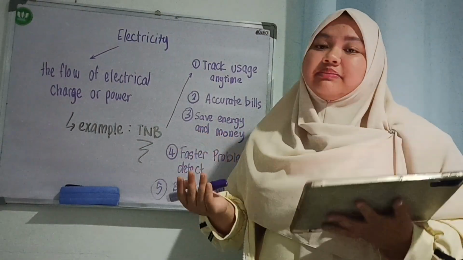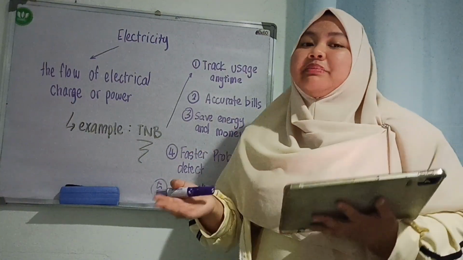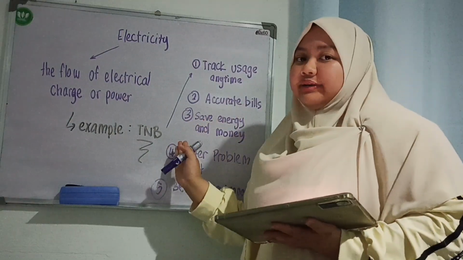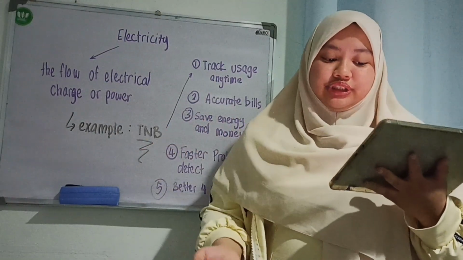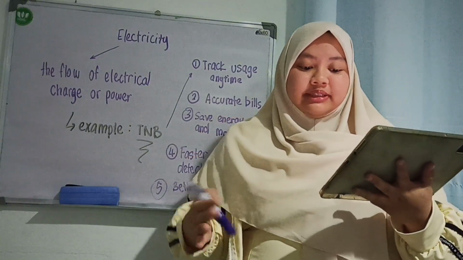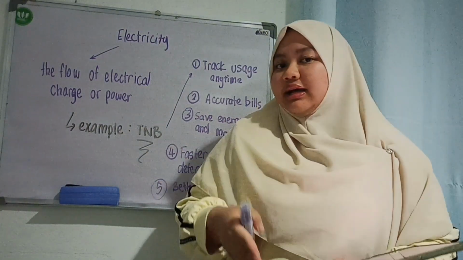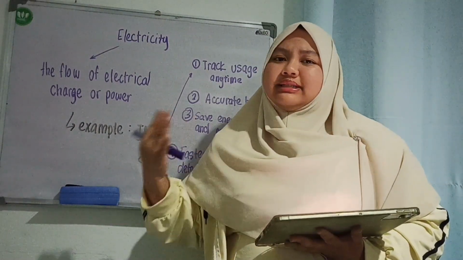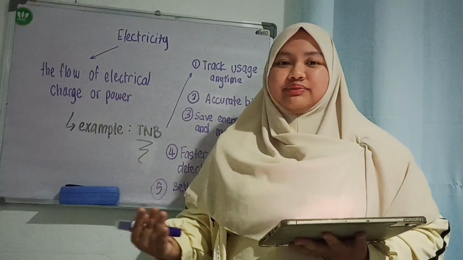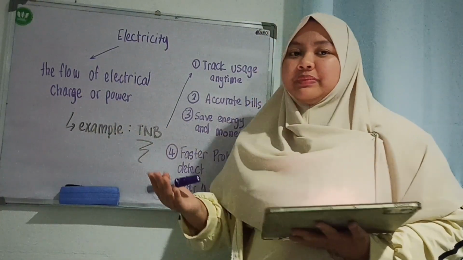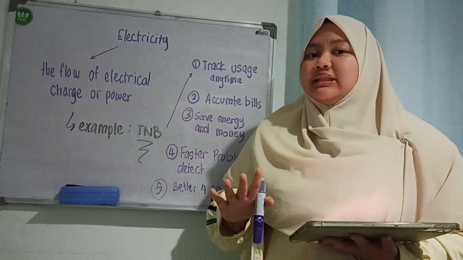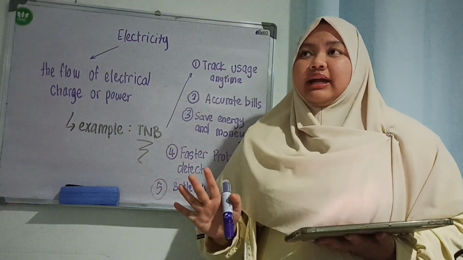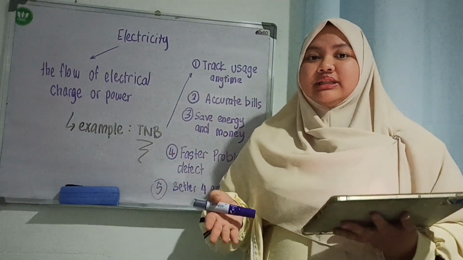It is Malaysia's main electricity provider. TNB is a short form of Tenaga Nasional Berhad. It has introduced the smart meter that automatically measures electricity usage and sends the data to TNB. So, why is it useful for us that are using TNB? It is useful because it helps people and also businesses to track their electrical usage.